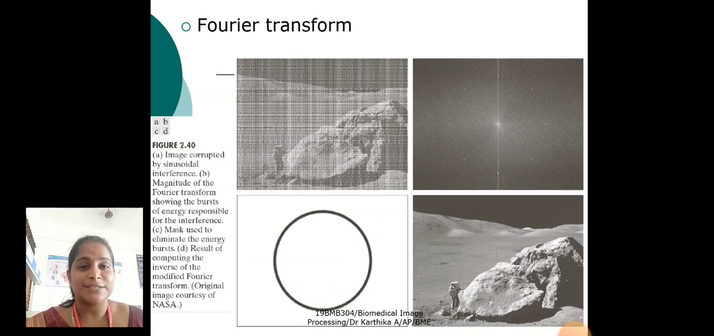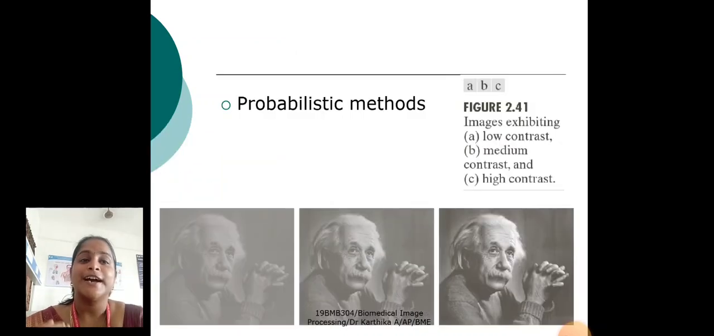And then in transforms we have Fourier transforms, probabilistic methods, and classifications like low contrast, medium contrast, and high contrast. Like that, the example images are shown here.